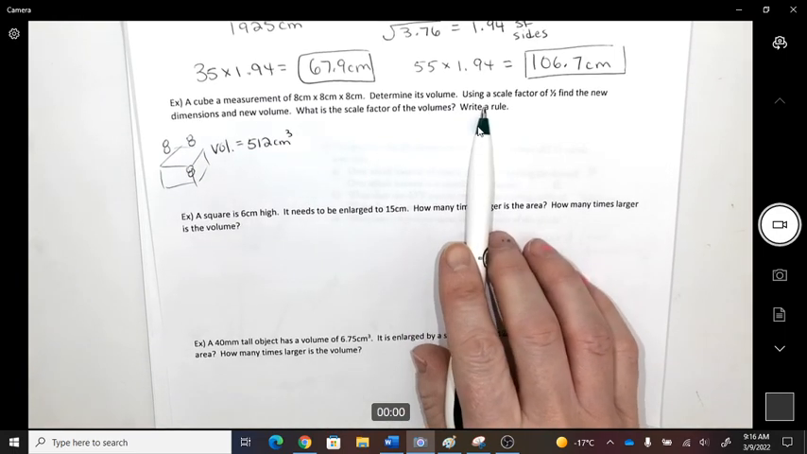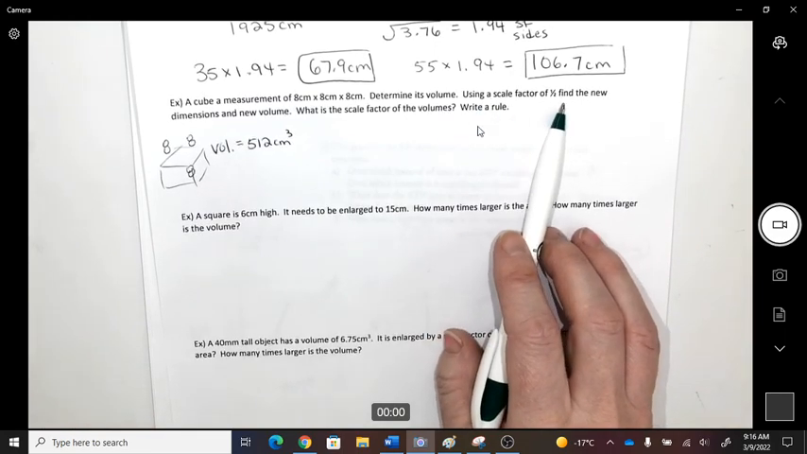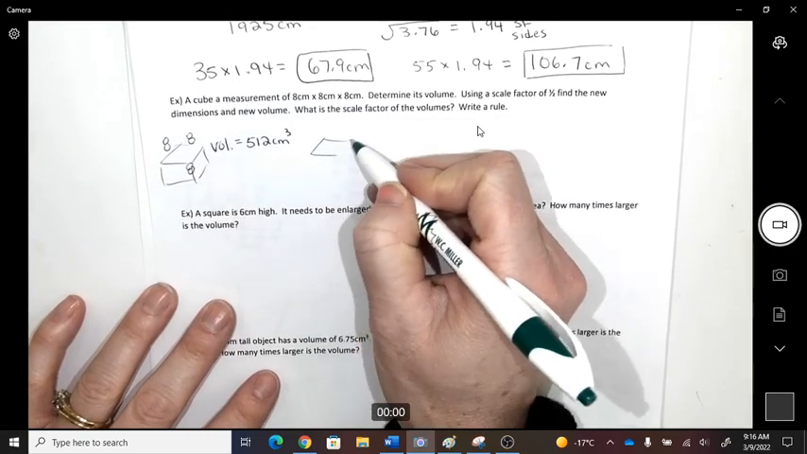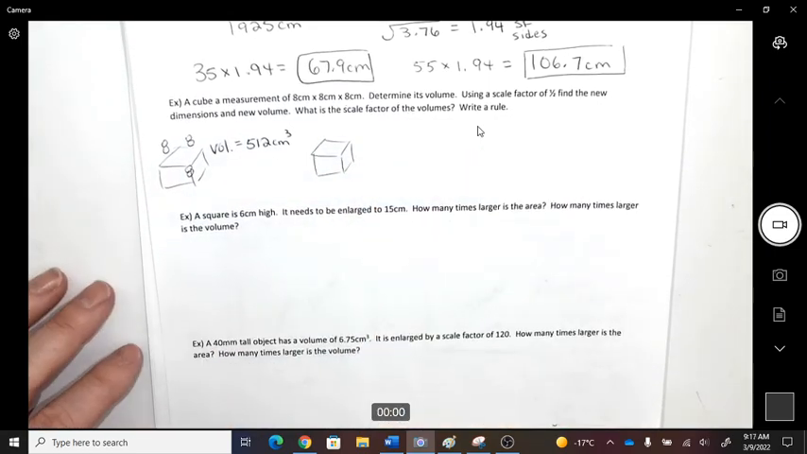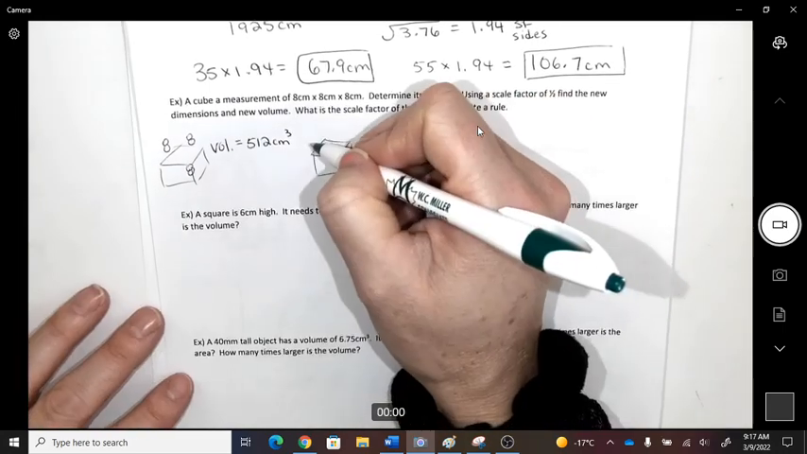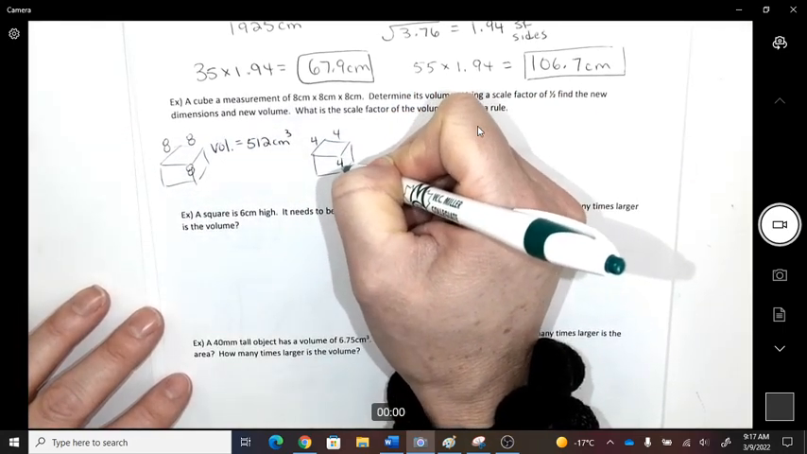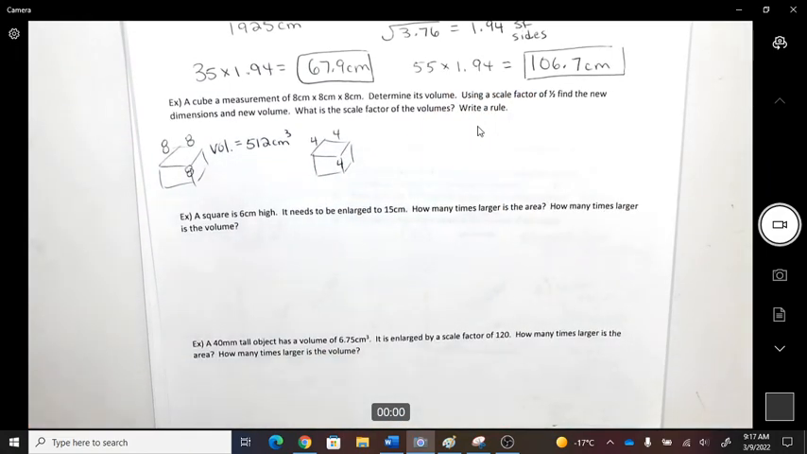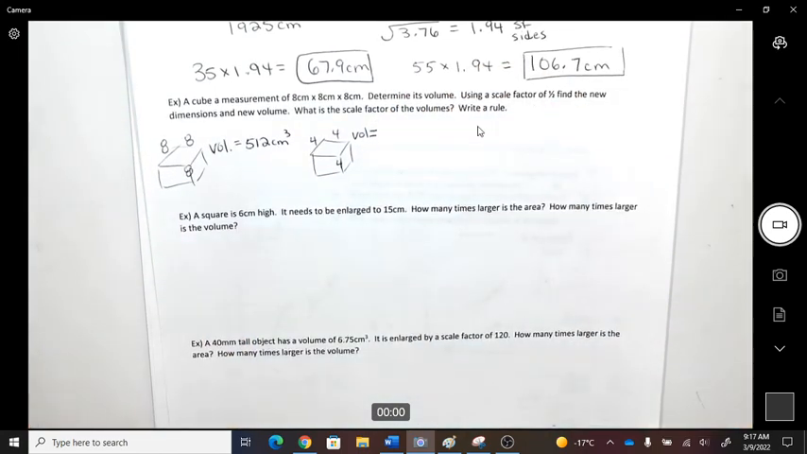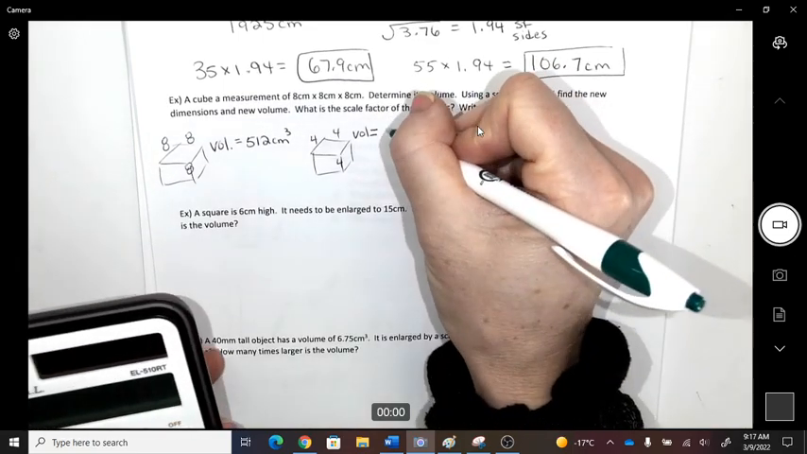Okay, next. Using a scale factor of 1/2, find the new dimensions. Okay, so at each side you have to times by 1/2. So the 8 is now going to be 4. So 1/2 means I shrunk it, right? A scale factor of 1/2 means something's going to get smaller. So what's the volume of this new cube? So 4 times 4 times 4.